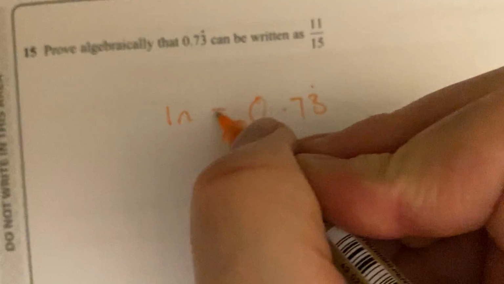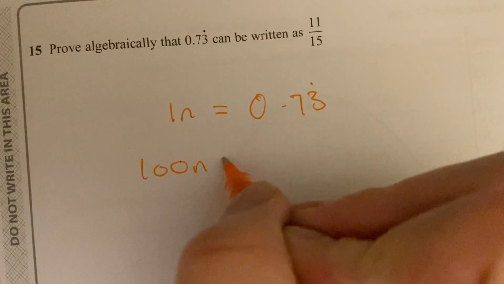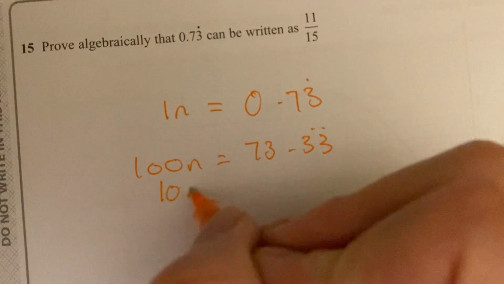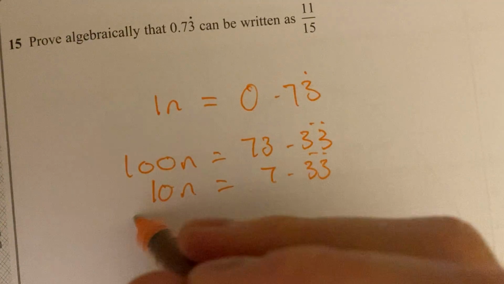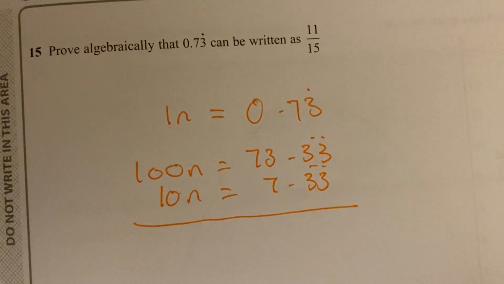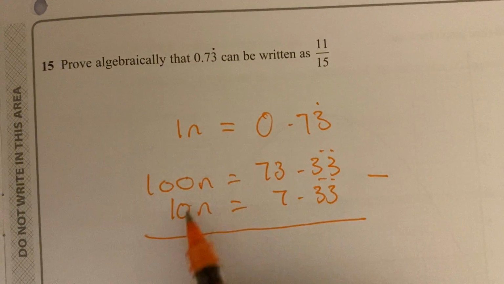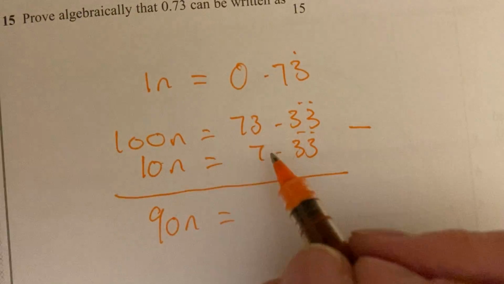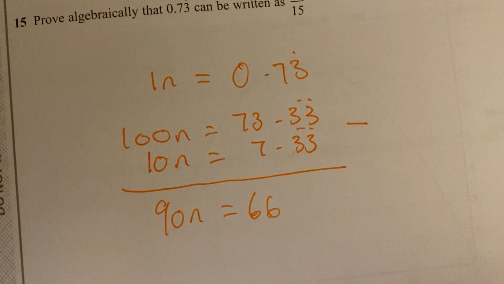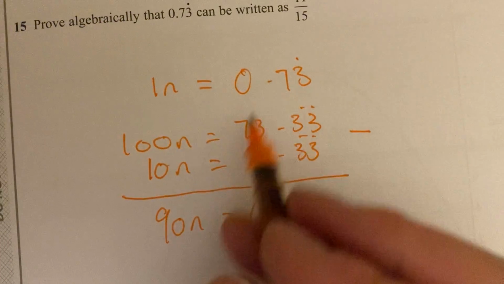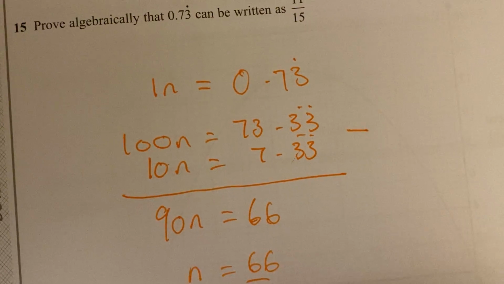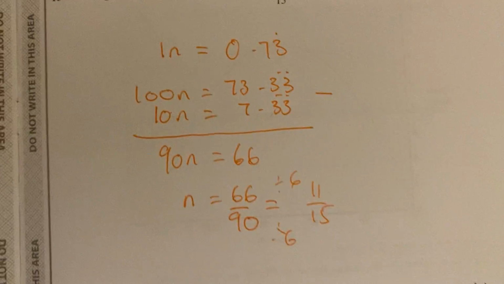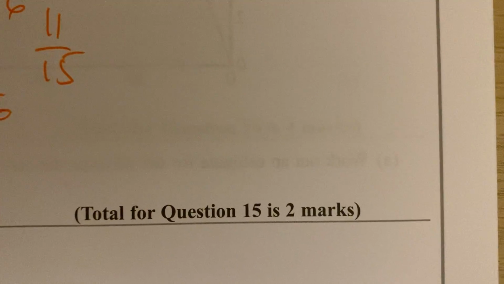Now I'm going to call this my one cycle, n, but if I multiply this by 100, I get 73.33 recurring. If I times it by 10, I get 7.33 recurring. And look, this is magical. I can take one away from the other, and I'm left on this side with 100 take away 10, which is 90 lots of n equals, and all these cancel out. So I'm just left with, in the end, 66. That's so cool. Then I want 1n, because that's what I had there. So I divide by 90 on both sides. And then if I divide everything by 6 here, I get my 11 over 15. Again, if you know this one, those marks are yours.